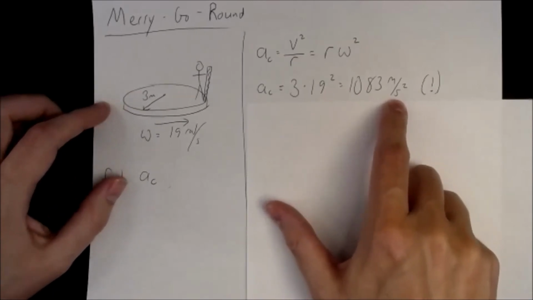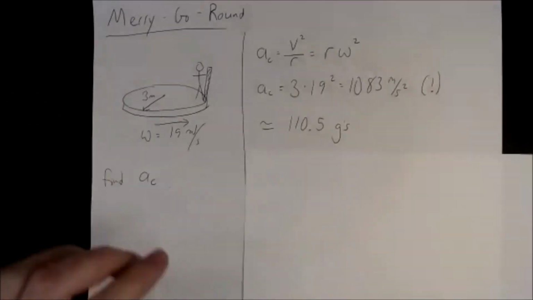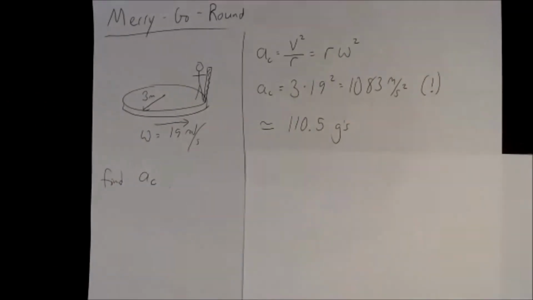We can compare that to gravity by just dividing it by 9.8. It's 110 Gs of acceleration. You've heard of fighter pilots and whatnot that can pull 10 Gs or something. That means that they are experiencing an acceleration equivalent to 10 times the acceleration that they'd face just at the surface of the Earth. This is 110 times the acceleration you'd face at the surface of the Earth. So yeah, you're not doing well with that kind of acceleration right there.